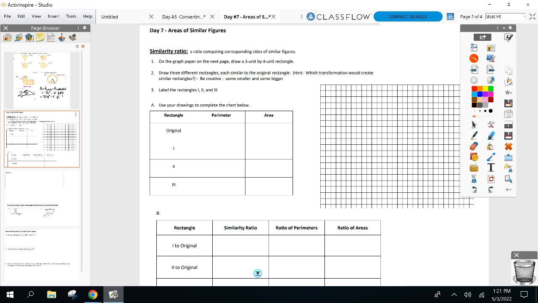Similar figures. Sides are in proportion, the same ratio. Correct. All right, two figures are similar if their sides are in the same ratio.